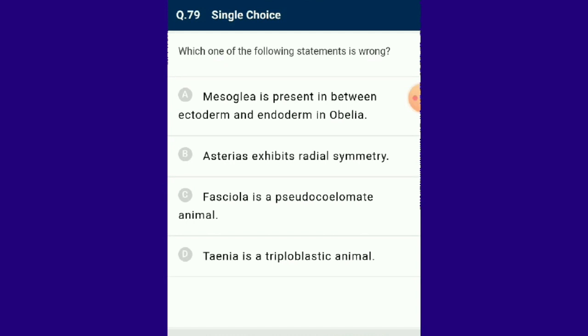Question number 79. Which one of the following statements is wrong? So here four statements are given. Obelia is a member of phylum Cnidaria, which is one of the most primitive animal phyla. It includes aquatic organisms such as jellyfish, sea anemones, hydras and corals, mainly marine, although a few such as the well-known hydra are freshwater species. It has two germ layers, ectoderm and endoderm. Ectoderm forms the covering of animals and the endoderm lines the gut. So the answer is option C. Fasciola is a pseudocoelomate animal is given. So here out of four statements, the statement C is wrong.